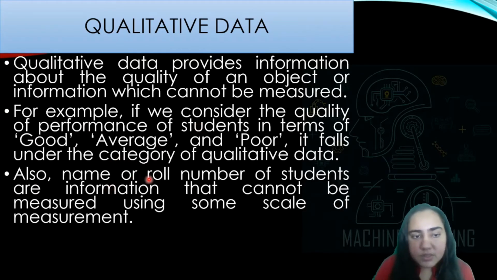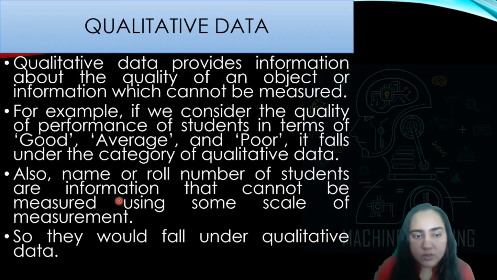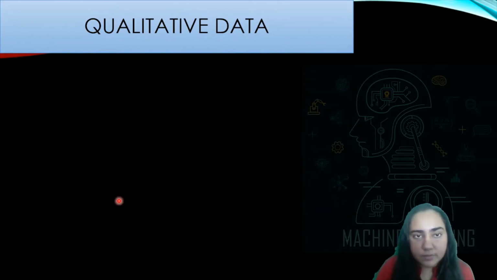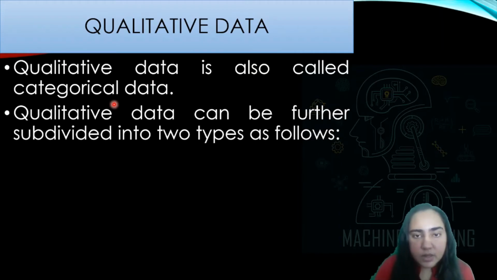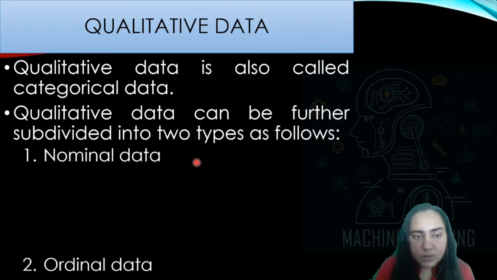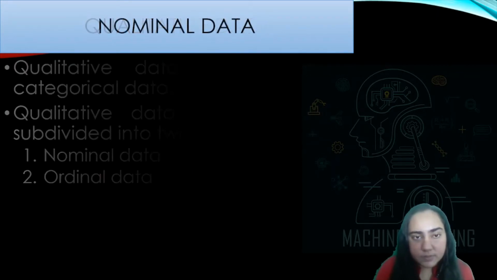Also, somebody's name or roll number. Okay, they are also information that cannot be measured using some scale. So these two are qualitative data. They would all fall under the qualitative data category. So qualitative data is sometimes also called categorical data. It can be divided into two more types, which are nominal and ordinal data.